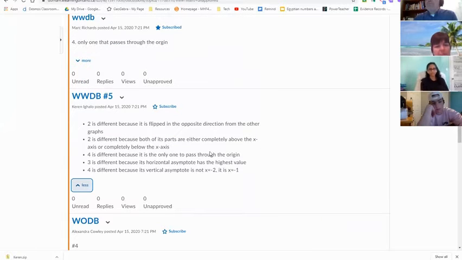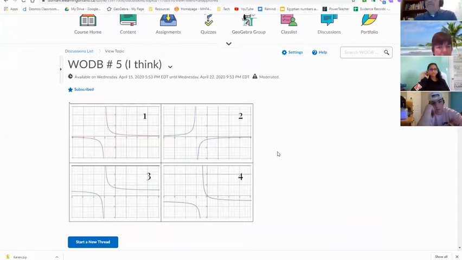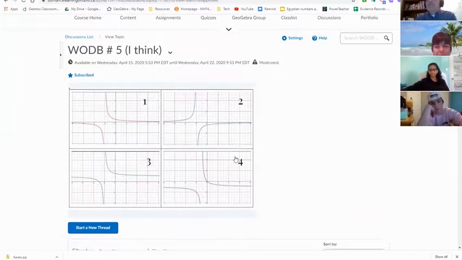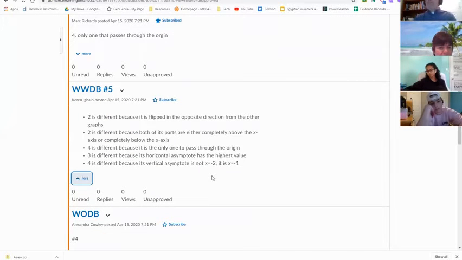Number 2 is different because both parts are either completely above the x-axis or completely below the x-axis. I'm not sure that's the case because I think number 1 also has that characteristic. Or maybe I'm misinterpreting. Number 4 is different because it's the only one to pass through the origin. Mark said that already. Number 3 is different because its horizontal asymptote has the highest value.